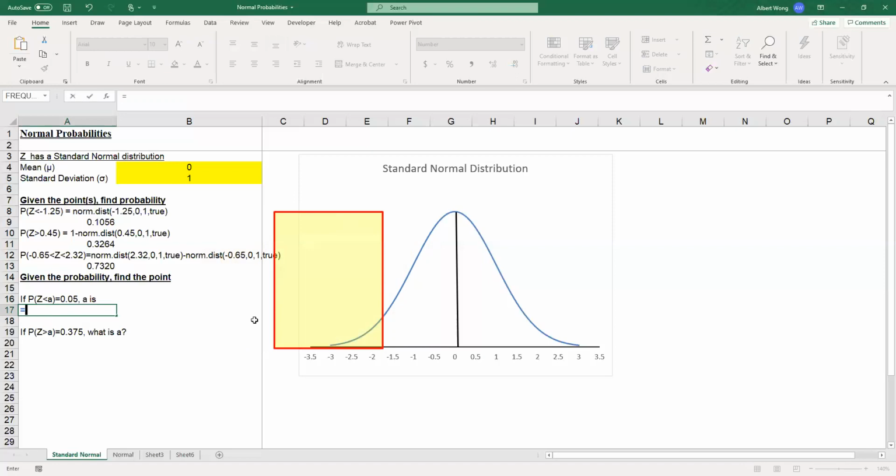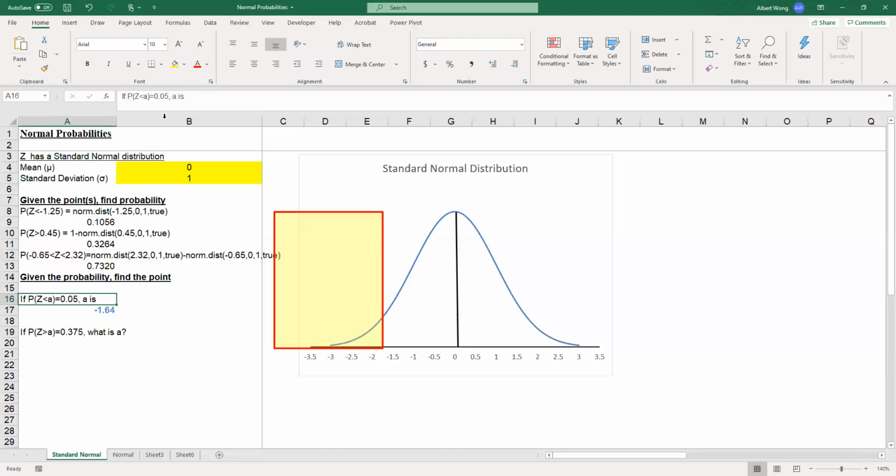We say equal sign norm.inv 0.05, and because of the standard normal, so it's 0 and 1, right? Mean and the standard deviation, and the point that corresponds to is negative 1.64.